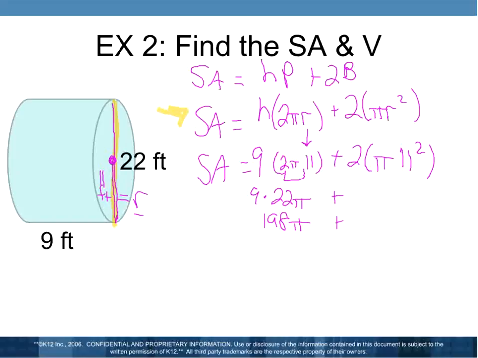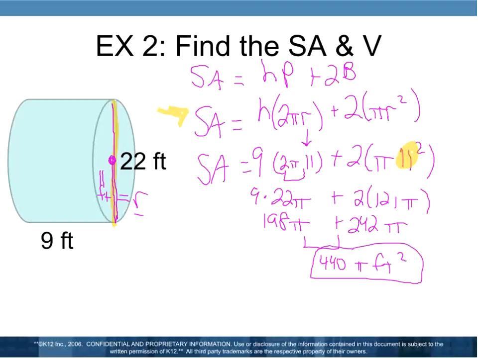Plus, let's do this side. This side does have a specific order I have to do it in though, because I have to do order of operations. So I have to do my 11 squared first, which is 121. And then I would say 2 times 121 would be 242. Now I can combine those two. We would get 440 pi feet squared.